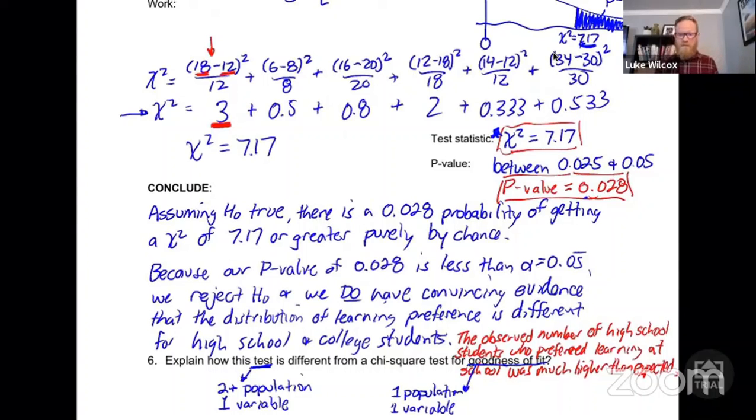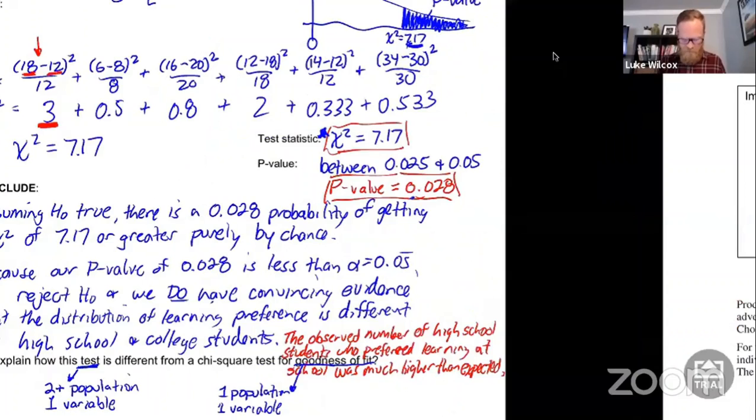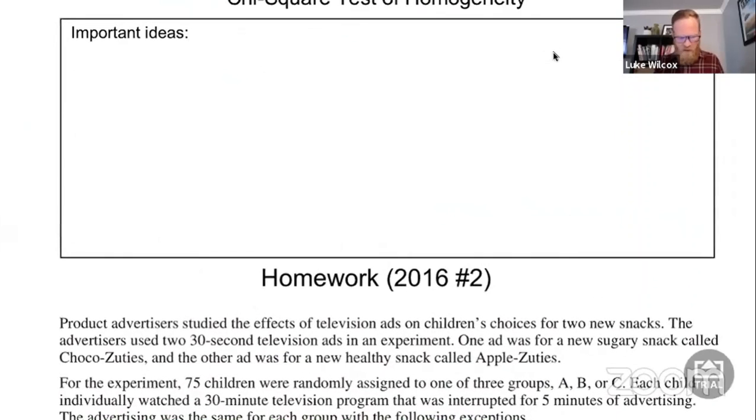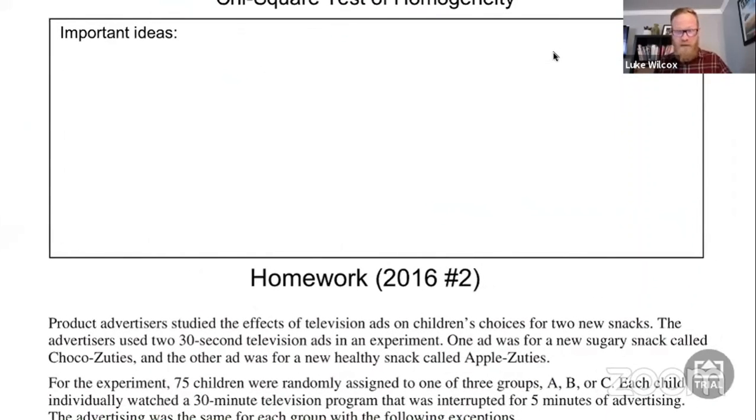Okay, so let's see if we can summarize everything that we learned in that activity in the important ideas. So we flip to the next page here. And this is where I'm going to tie it all back to the learning targets. We had 3 learning targets. Learning target number 1 had to do with the hypotheses.